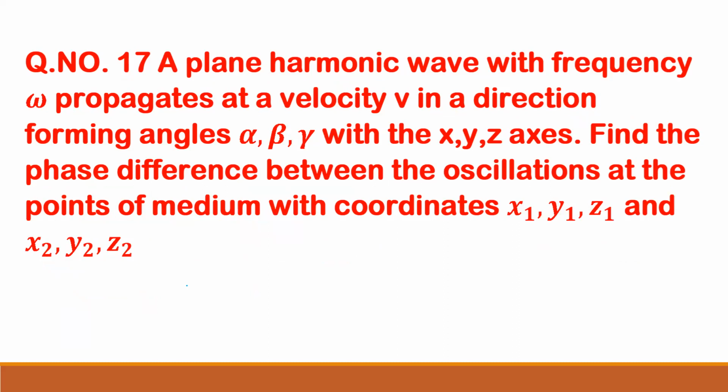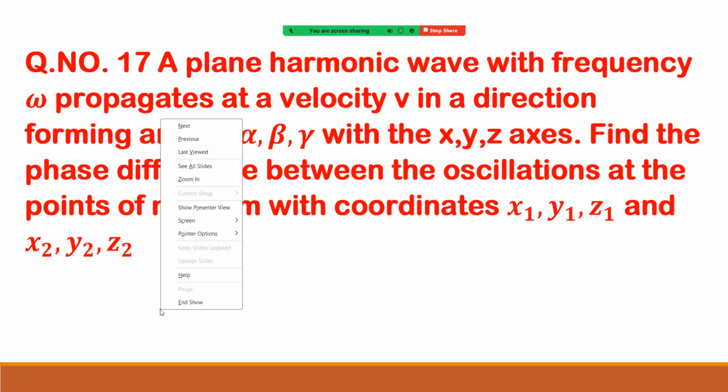A plane harmonic wave with a frequency omega propagates at a velocity v in a direction forming angles alpha, beta, gamma with x, y, z axis. Find the phase difference between the oscillations at the points of medium with the coordinates x1, y1, z1 and x2, y2, z2. Now see carefully here what are given.